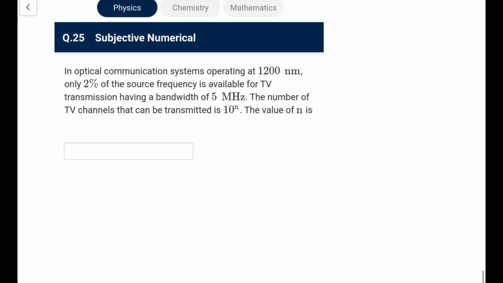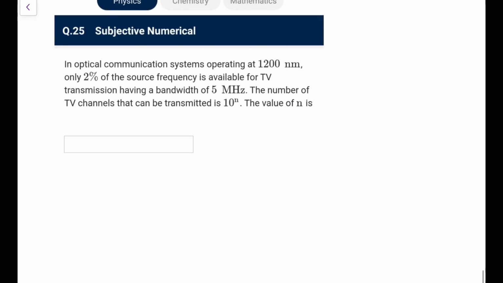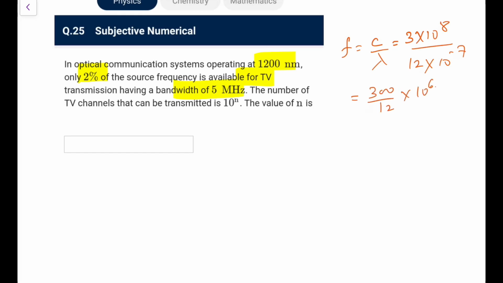Next, the last. An optical communication system which operates at 1200 nanometer, only 2% of the source frequency is available for TV transmission of bandwidth 5 megahertz. Number of channels is, so first of all, what is the frequency? Frequency, you know, is c by lambda: 3 into 10 to the power 8 over 12 into 10 to the power minus 7. So I can write 300 by 12, and this will become 10 to the power 6 into 10 to the power 7, that is 10 to the power 13. 300 by 12 if you do, that is 25. So this is the frequency.